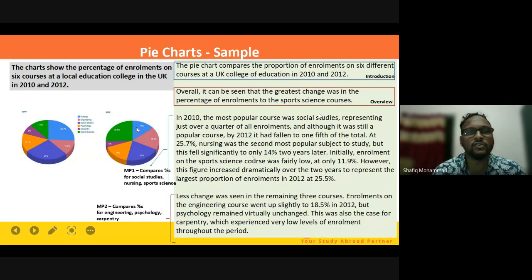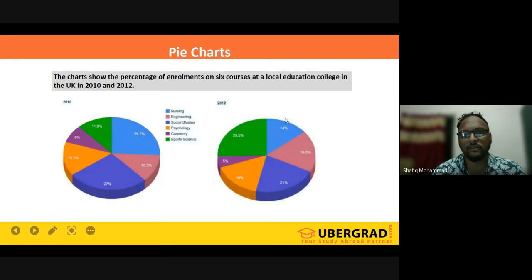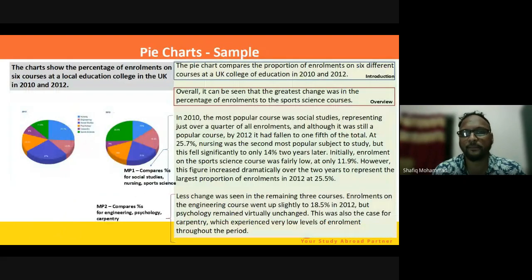Fell to 14%. So he's talking about this area. So from here to here, okay, it fell to this. So it's a visible change, right? So it's a visible change that it has decreased by 2012. That is what he's trying to say. Then, initially is again a vocab. Enrollment on the sports science course was fairly low at only 11.9%.